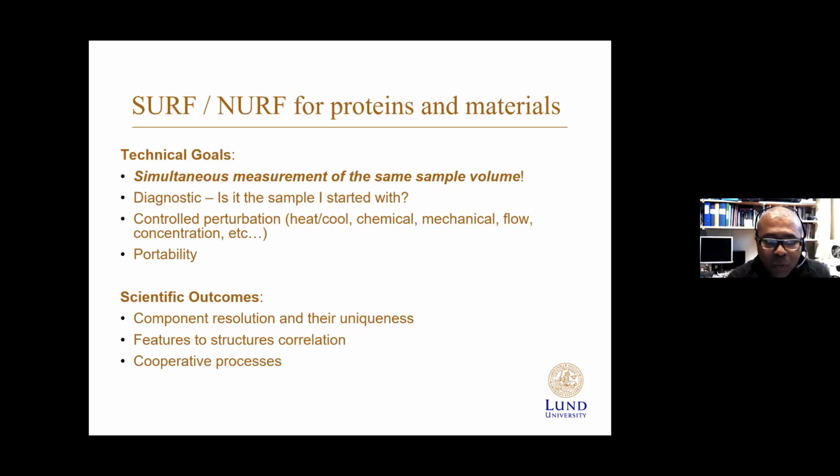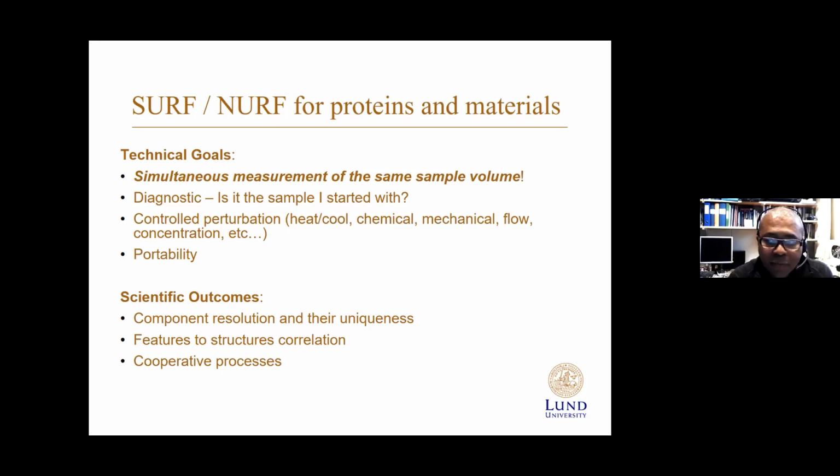And this is what we call control perturbations. You can heat, cool, chemical, mechanical flow, you name it. And then eventually we also thought about the portability, because this should not be a sample environment that is just for a select group of people. This should be relatively democratic, something that is found at literally any beamline, so that you come and then you get it as a free set of information from getting your SAXS, for example.